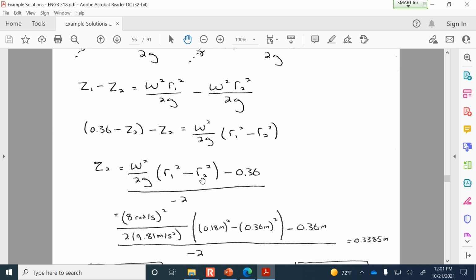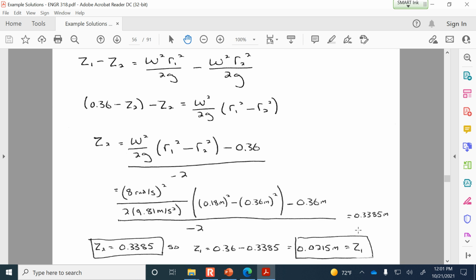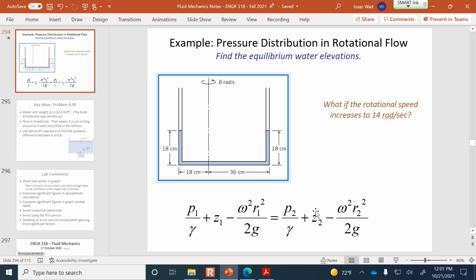And so here are the substitutions that I've done, and the elevation on the right side, Z2, should be 0.3385 meters. So that means Z1 will be 0.36 minus this. So Z1 would be 0.0215 meters. Now this only holds up and is true as long as the liquid level isn't down into the bottom base. But if we start spinning faster and faster, that's exactly what's going to happen.